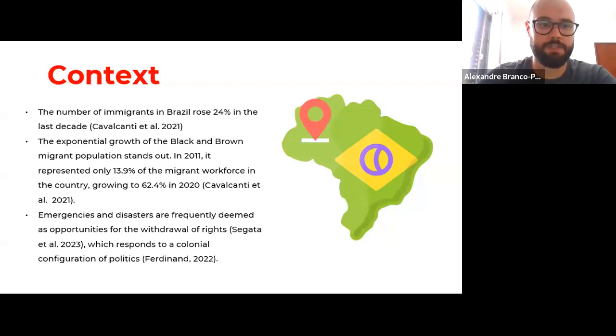My goal here today is to reflect with you through the example of the political mobilizations of racialized migrants in Brazil during the pandemic. These communities engaged in the country's popular participation and consultation processes for the designing of health policies and as a way to halt the withdrawal of rights and to demand a reorganization of the power dynamics within this context.